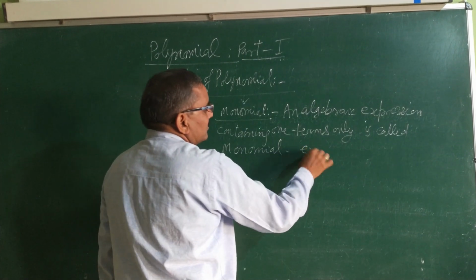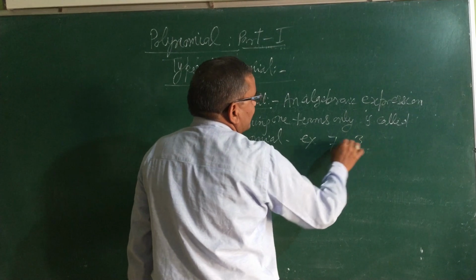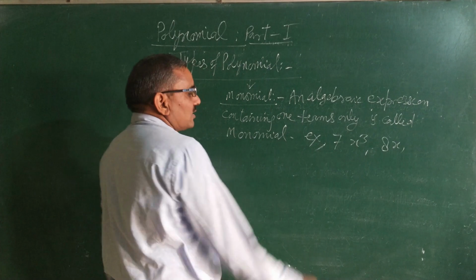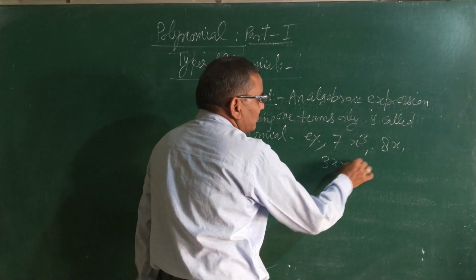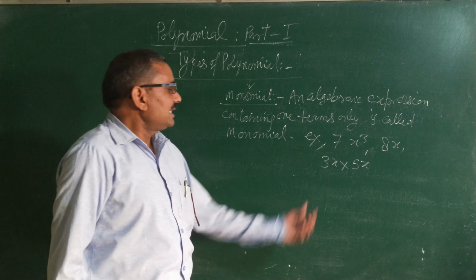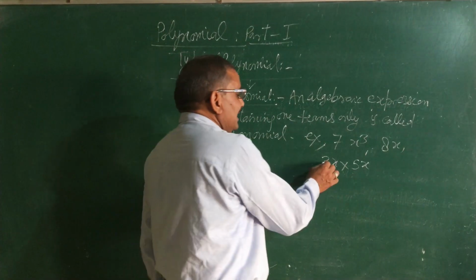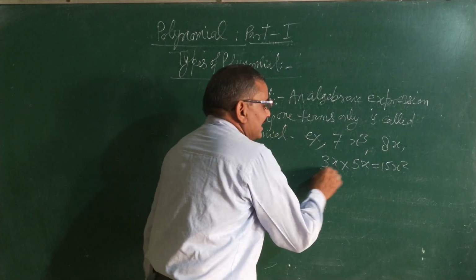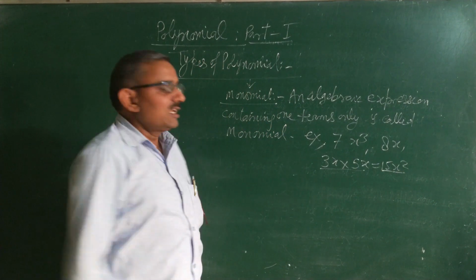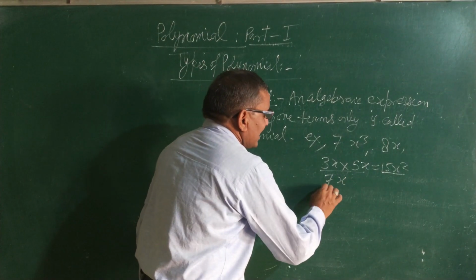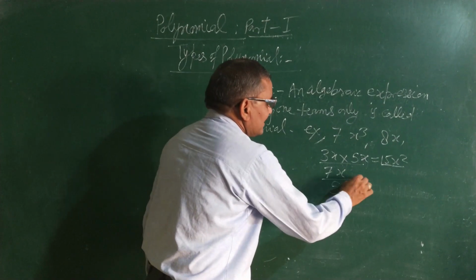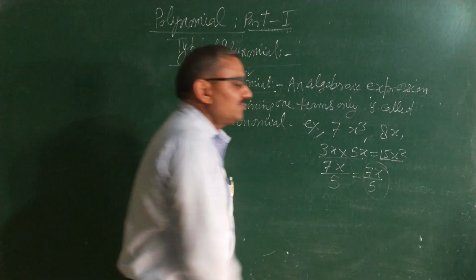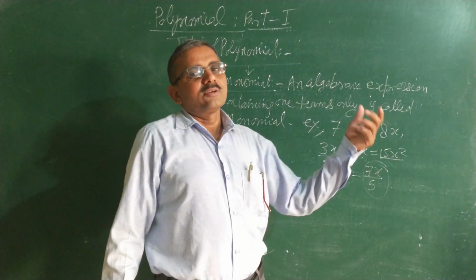For example, 7x cube, 8x. Now 3x into 5x. If such type of expression exists, then that can be solved. 3 fives are 15. This is 15x square. It is again a monomial. Or you can say 7x upon 5, that is equal to 7x upon 5. So it is also a single term. That's why it is also a polynomial.